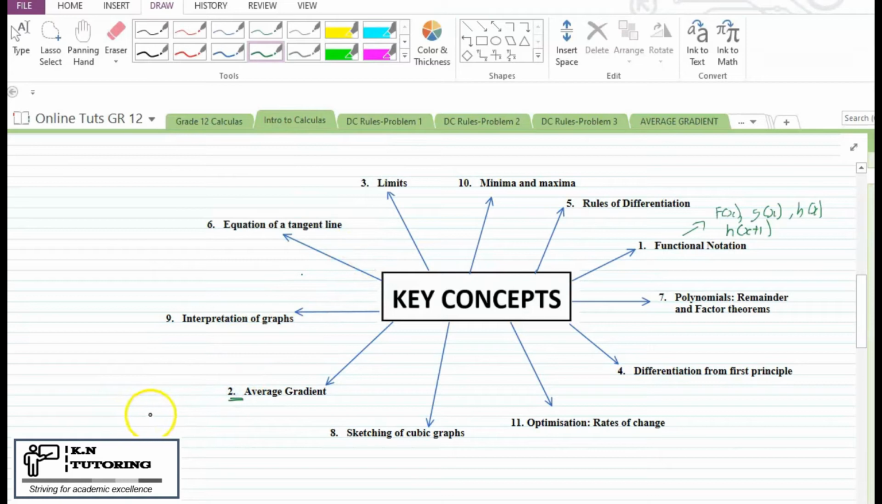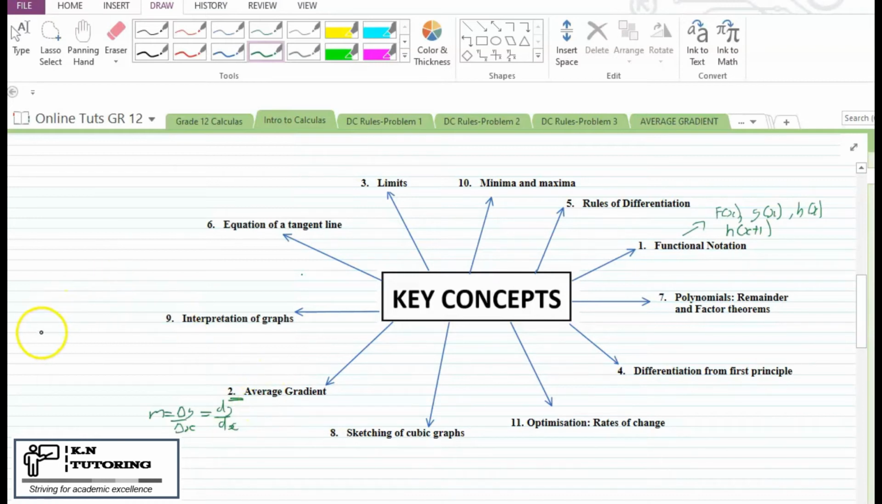We know that the gradient is change in y over change in x. In this case, it's going to be dy over dx. But here, we are not talking only about the gradient, but we are looking at your average gradient. Why are we talking about average gradient? Because we'll be mostly analyzing gradients of cubic graphs, of curves. So we're getting an average, an approximation of a gradient.